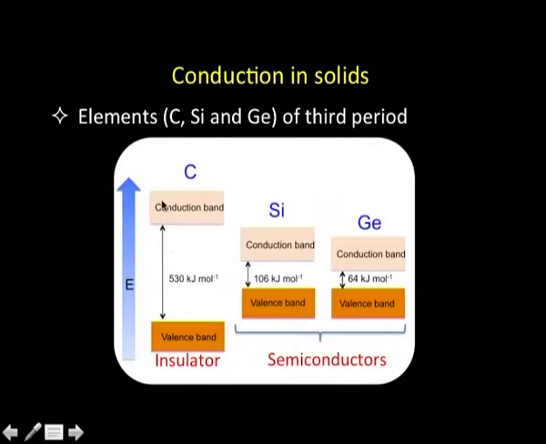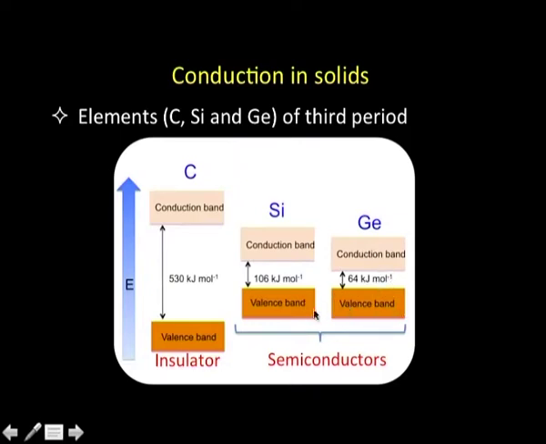Okay. When we move from carbon to silicon, we find that we have a similar band structure, but the band gap becomes lesser here. It is about 106 kilojoules per mole, and this band gap is reasonably big, but not so big that electrons cannot move from here to there. In the case of germanium, the band gap is even smaller, about 64 kilojoules per mole.